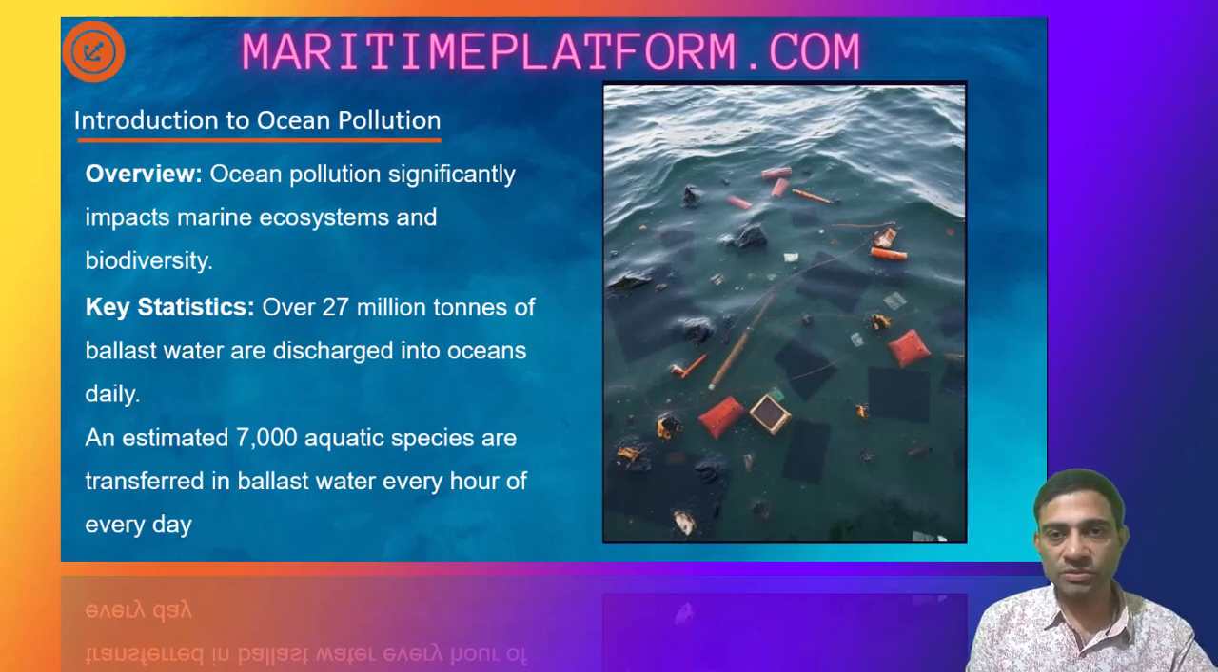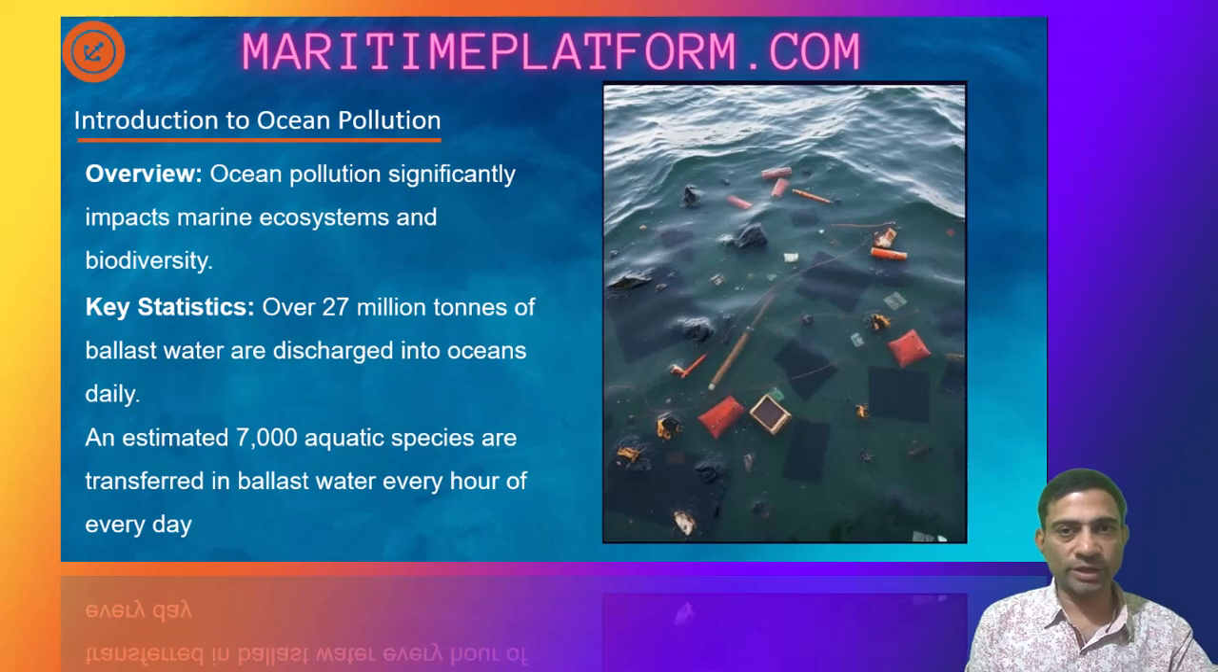Let's understand this. For example, we take a case where the ship is loading in Persian Gulf and discharging in India. So during the loading process, what happens? We discharge the ballast. So for example, the vessel is loading in Persian Gulf. While loading the cargo, the ballast is discharged. So now the ballast tanks are empty and the cargo tanks are full.